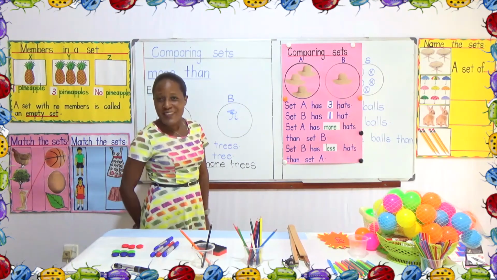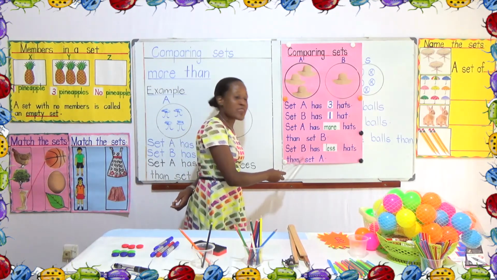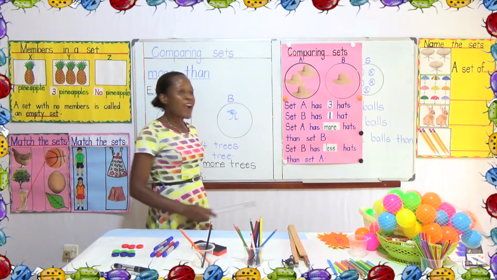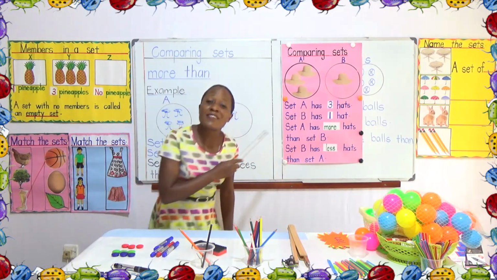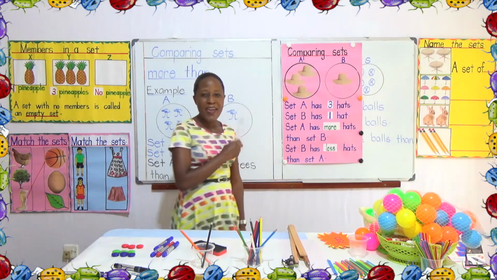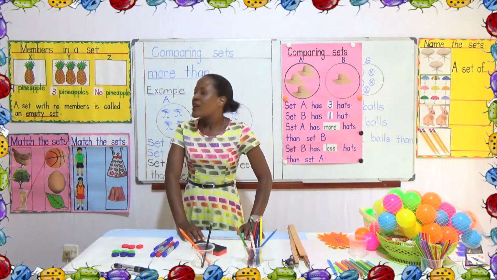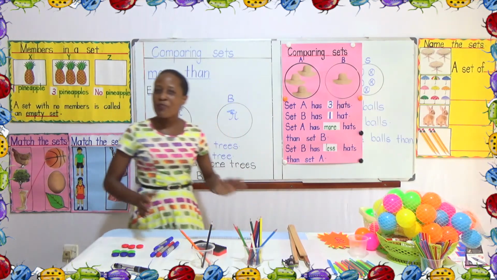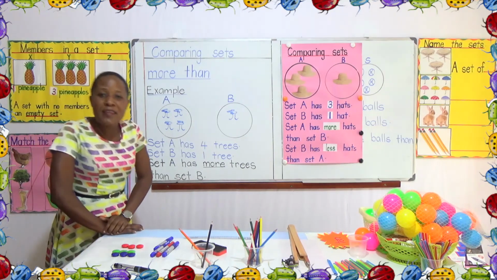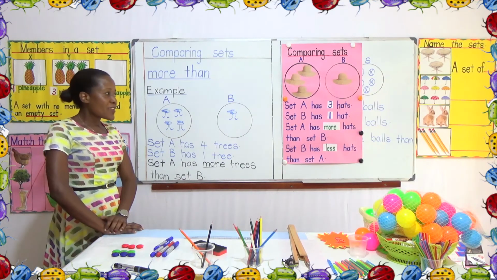So what is written here on our chart? Let's look at it and see. It says set B has less hearts than set A. This time, set B has less hearts. It has less than set A. I hope everybody has understood those 2 words, how to compare sets using the words more than and less. Thank you very much.